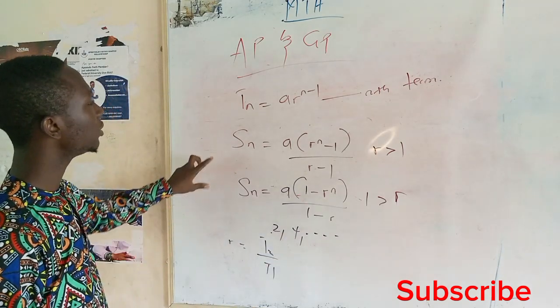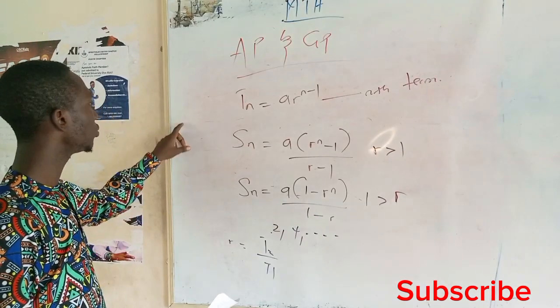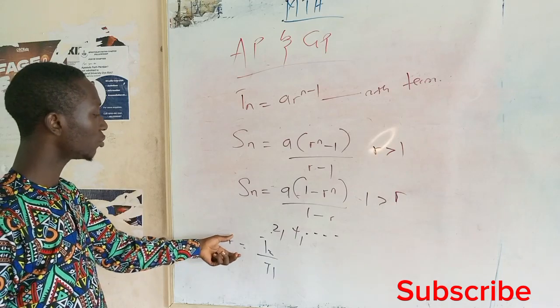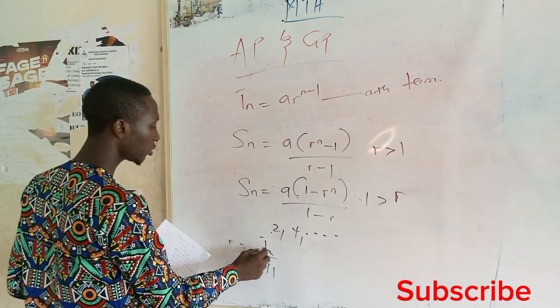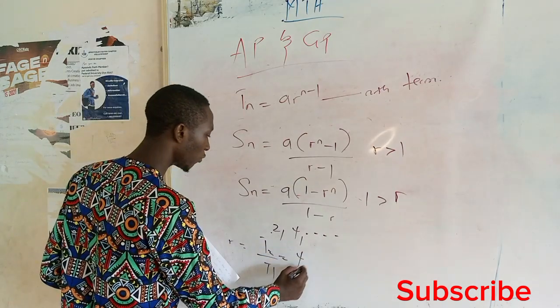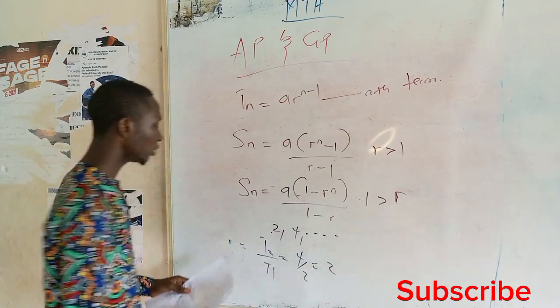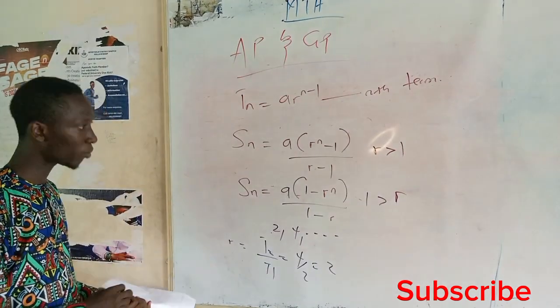So in GP we use common ratio, and in AP we use what? Common difference. So to get your common ratio in GP, you have to take the division of the second term by the first term. So it will be 4 over 2 equals to what? 2. So the common ratio of this sequence is 2. So that allows us to look for common ratio.